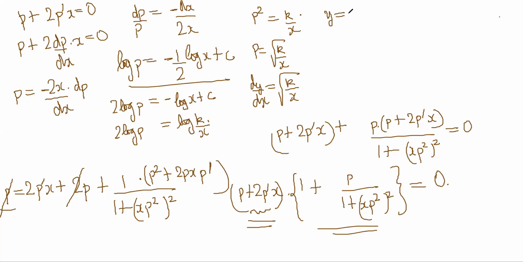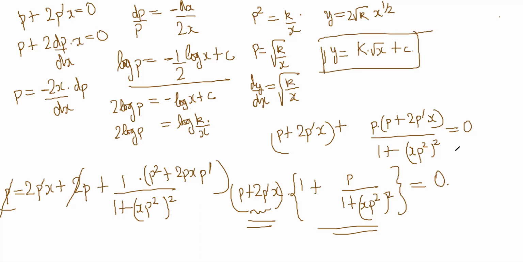Y is equal to root k, x to the power minus half, so root x, and 2 times, so y is equal to some constant capital K into root x plus c or something, right? Something like this has come. This is solvable though. The point is that it is easy to solve. This part becomes slightly annoying, I think.